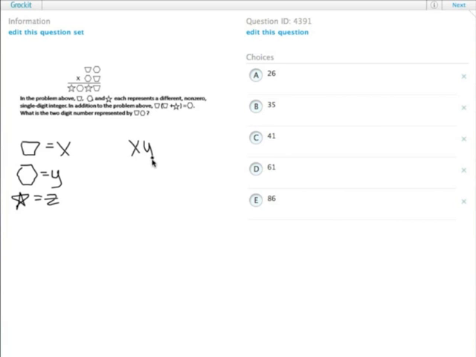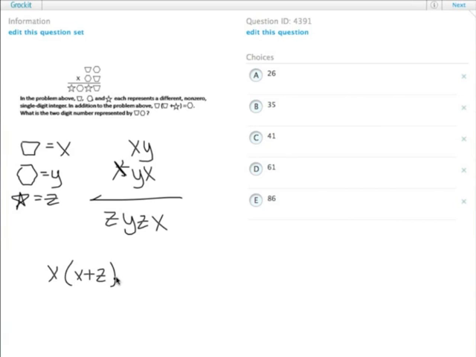So this is xy times, not plus, yx equals zyzx. We also have this other equation which tells us that x times the quantity x plus z equals y, which is x squared plus zx equals y.